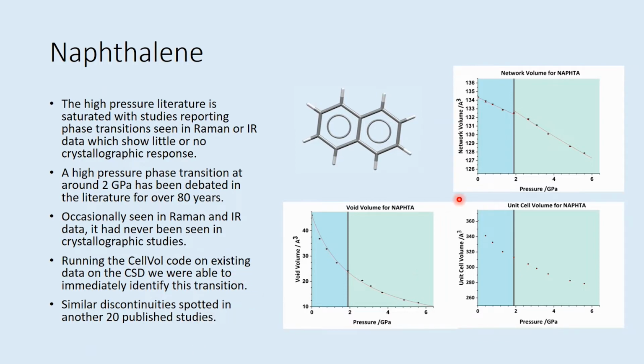So it's also worth noting this study that we took these crystal structures from. It was published on the CSD, and they didn't see any transitions at all, but we were able to find it in their own data. There are also 20 other studies we identified within the paper where we think there might be further phase behavior in published studies that hasn't been seen before through general crystallographic analysis.